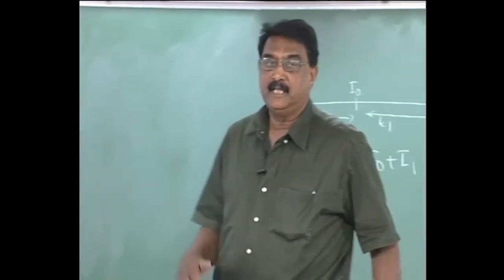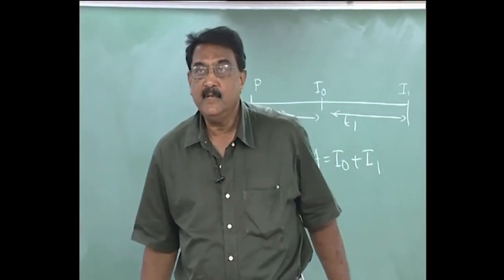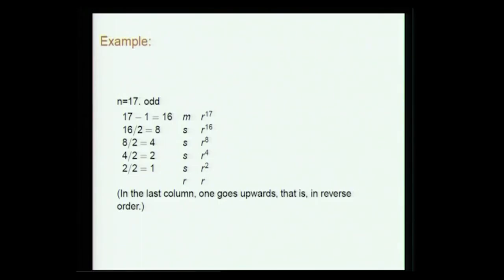See, suppose the number of terms is 17. So, 17 is an odd number, so 17 minus 1 is 16, and you write m. Then 16 is divisible by 2, giving 8, so you write s. 8 is divisible by 2, giving 4, so you write s. 4 is divisible by 2, giving 2, so you write s, and 2 is divisible by 2, giving 1, so s. So you have got 1, and then below this you stop, okay, r.